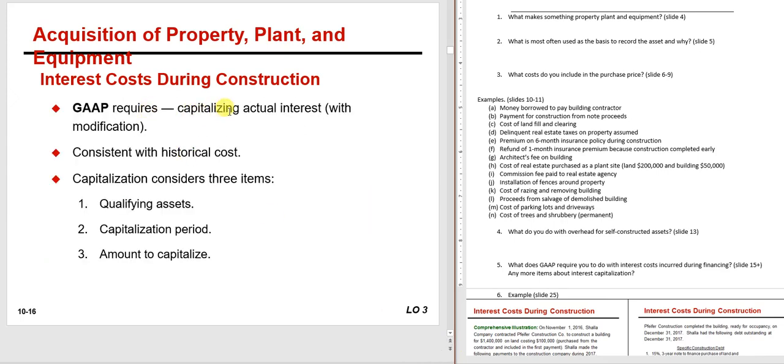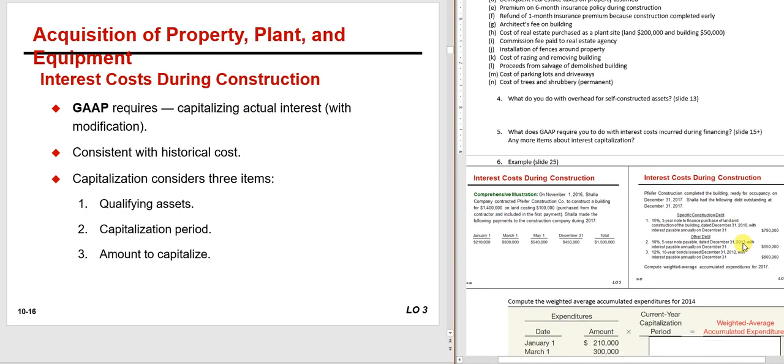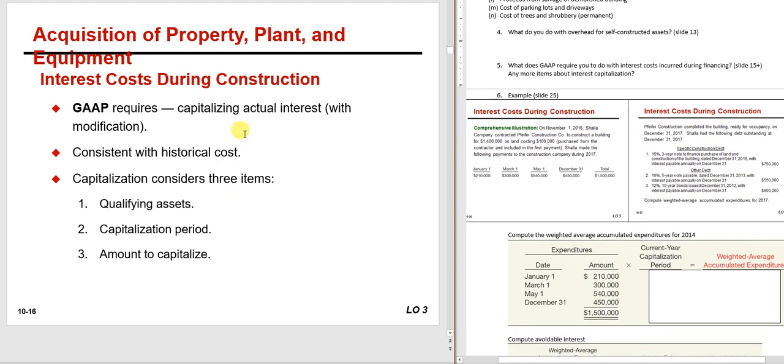So it requires the capitalization of interest. Again, all costs incurred to get the asset ready for its intended use are added to the cost of the asset. So basically, we add interest during construction to the cost of the asset. So capitalization incurs... what is a qualifying asset?